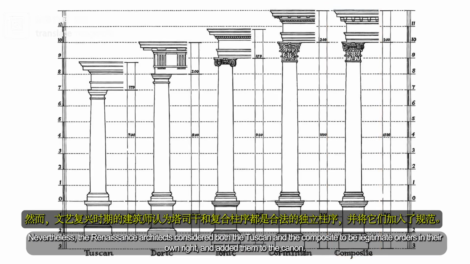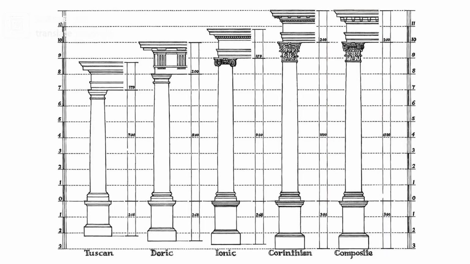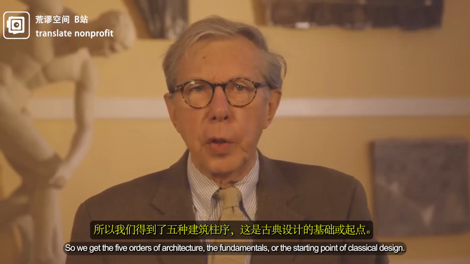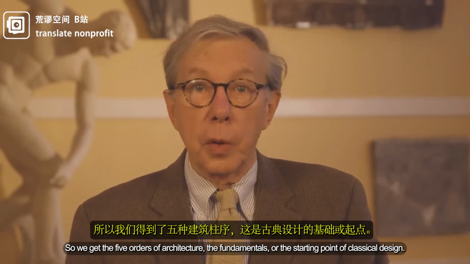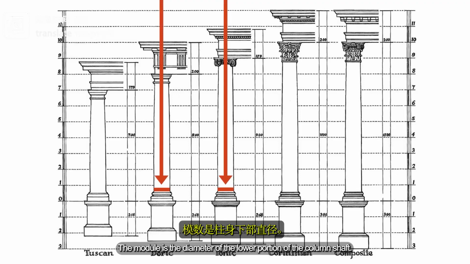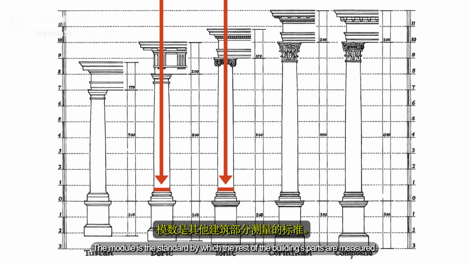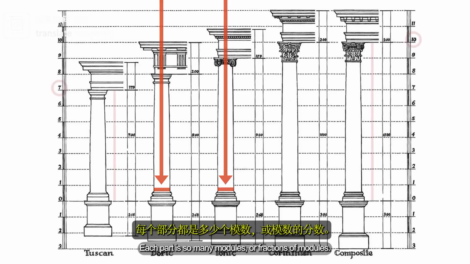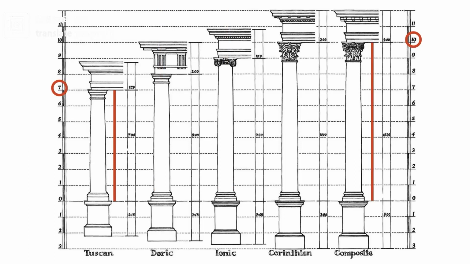Nevertheless, the Renaissance architects considered both the Tuscan and the composite to be legitimate orders in their own right and added them to the canon. So we get the five orders of architecture, the fundamentals, or the starting point of classical design. Vitruvius stated that the module is the basis for the proportioning of an order. The module is the diameter of the lower portion of the column shaft. The module is the standard by which the rest of the building's parts are measured. Each part is so many modules or fractions of modules.